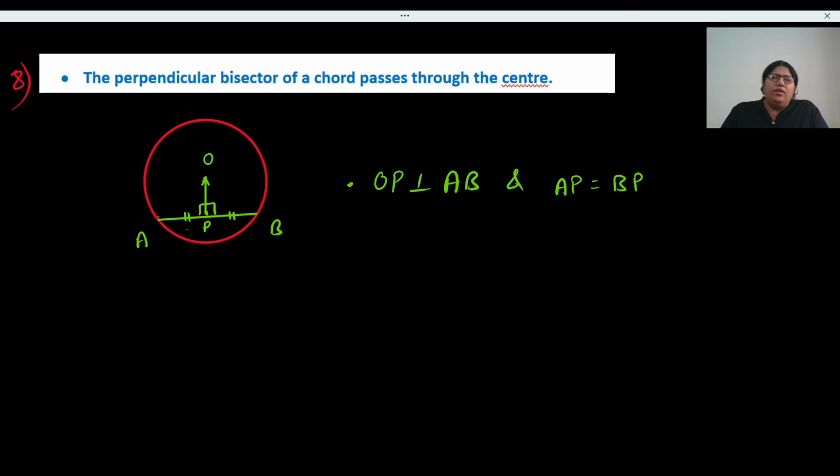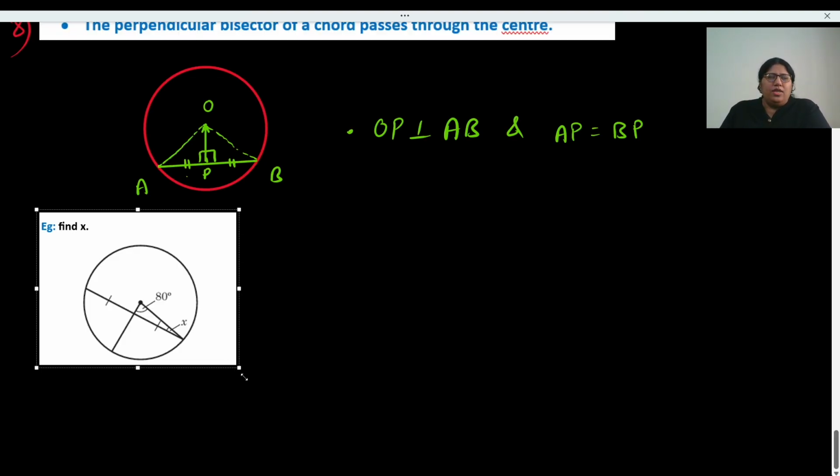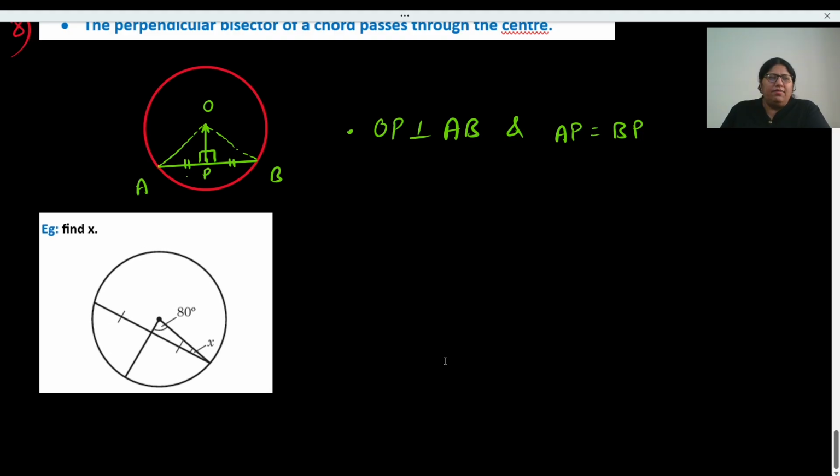How do we use it to find the length? I can join AO or OB also. You can use the Pythagoras theorem to find the unknown length, or we can use it to find an unknown angle also. Now what is given here? It's written here, find x.